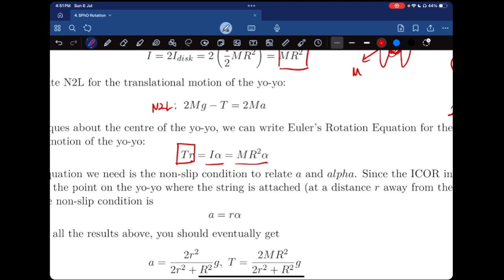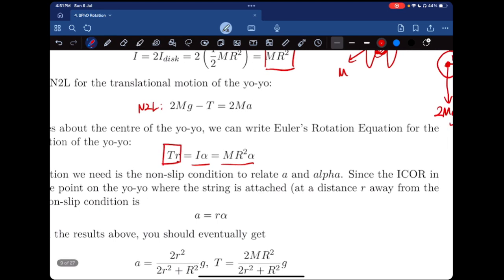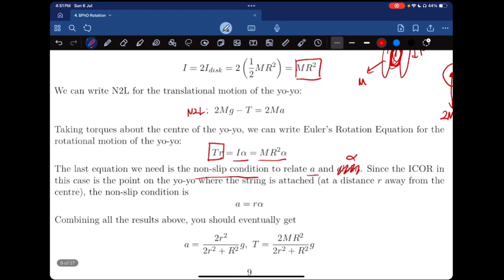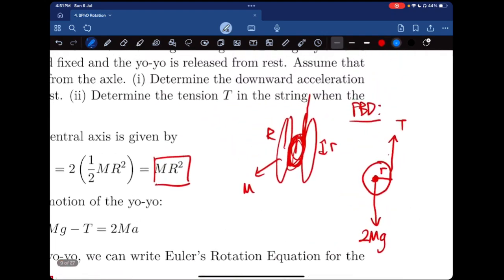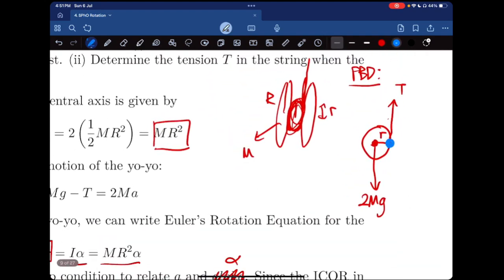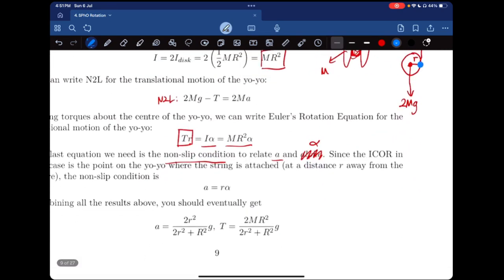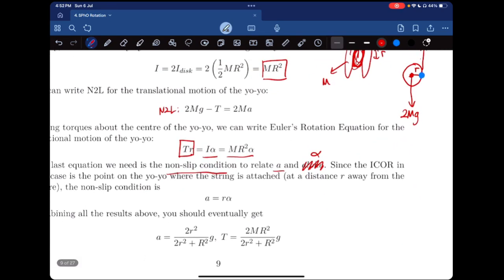And the last thing that you need is actually the non-slip condition, which allows you to relate a and alpha. Because your ICR in this case is this point where the string is attached, you can see that your non-slip condition is actually a equals small r times alpha. And it's not big R times alpha.